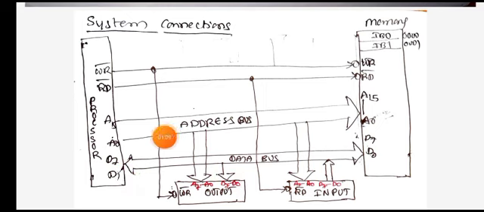So instead of showing the wires individually, they are shown as a bus. Address bus means a group of wires carrying address bits. Data bus means a group of wires carrying data bits.